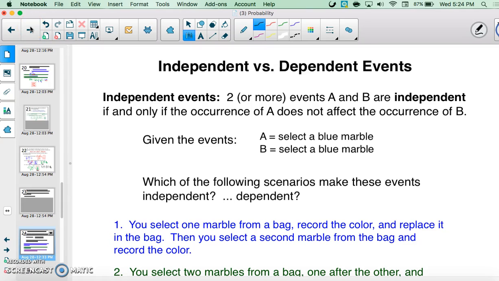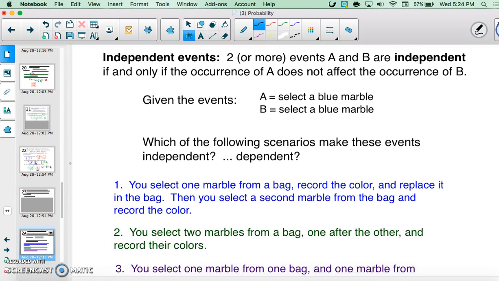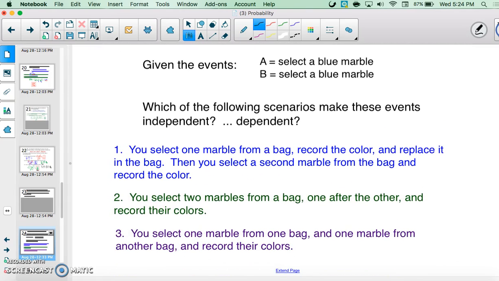So, independent versus dependent events. An independent event is when you've got things that are independent of each other. You've also got things that are dependent, and those depend on each other. So looking at the examples, you select 1 marble from a bag, record the color, and replace it in the bag. So that replacing word is important because we replaced it.